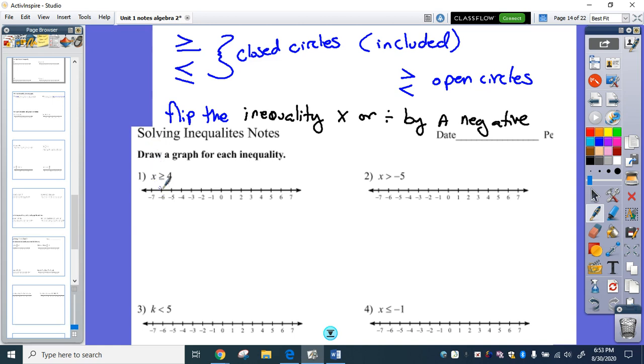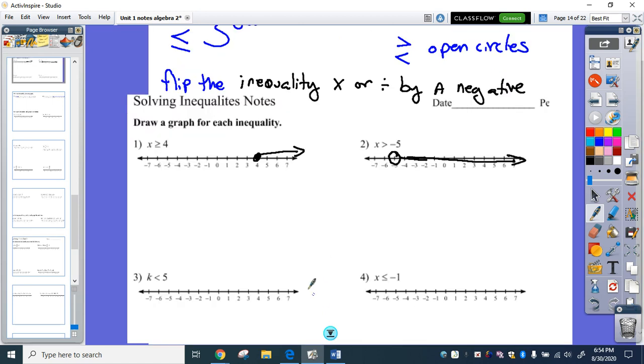If we are going to graph x is greater than or equal to 4, the first thing I would look at is that I've got a greater than or equal to. That means I need a closed circle at 4, and because it's greater than or equal to, I'm going to shade off to the right. If I have x is greater than -5, I don't include -5, so I get an open circle at -5, but I'm still greater than, so I'm still going to shade off to my right side.